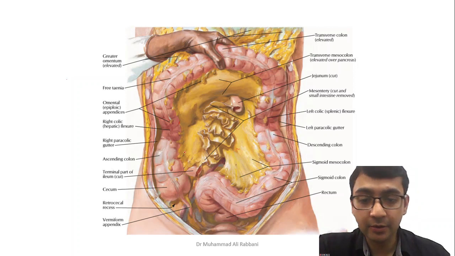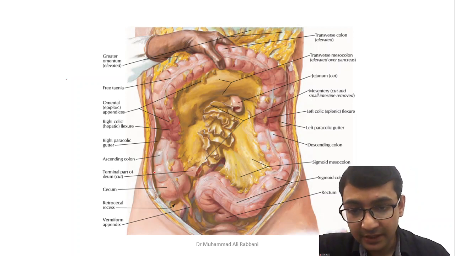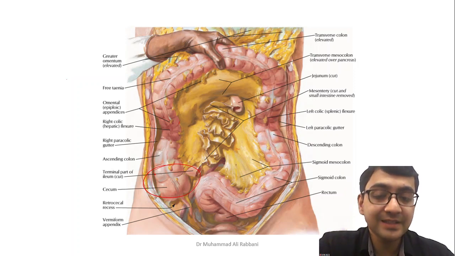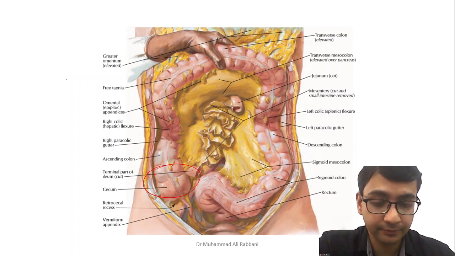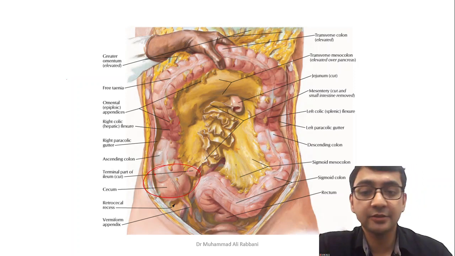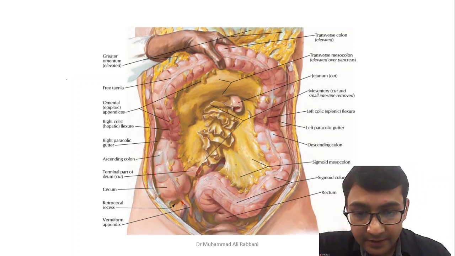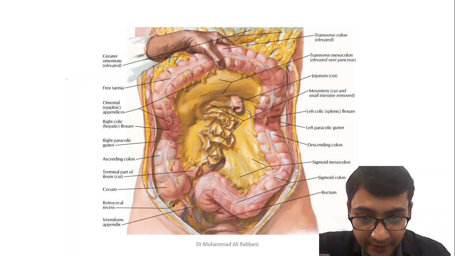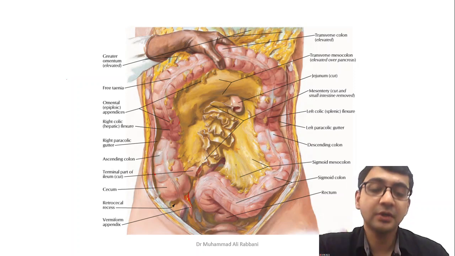And an interesting thing is the cecum. Here the cecum is intraperitoneal, but the cecum does not have a mesentery. There is the appendix here. The appendix is intraperitoneal and it has a very small mesentery. You can see it here. This connects it to the mesentery proper of the small intestine or the ileum itself.